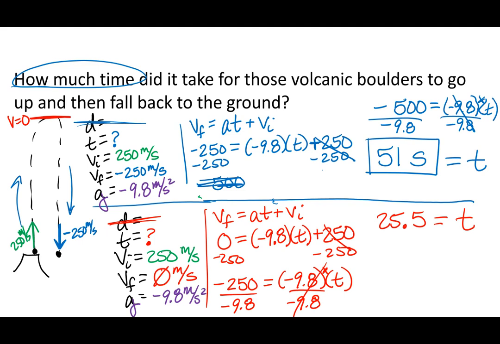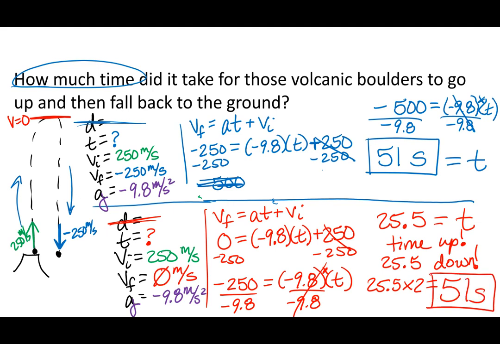of 25.5. Now remember, this is the time up. And so if it's 25.5 up, then it is also 25.5 down. And so 25.5 times 2 gives us that 51 seconds. So in both scenarios, we get exactly the same answer. It's all about whether or not you want to have that 0 in your math. It can be a huge advantage, but you have to know that in the end, you got to multiply by 2.